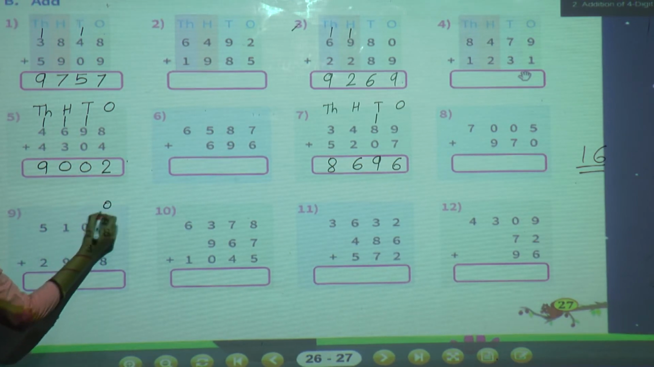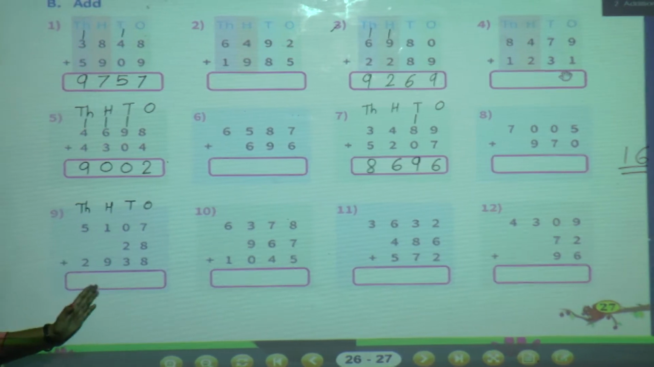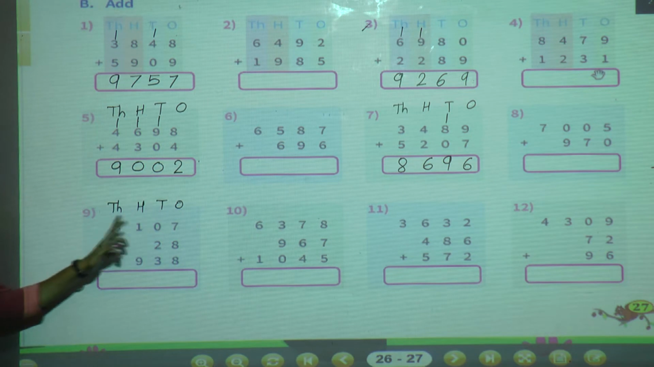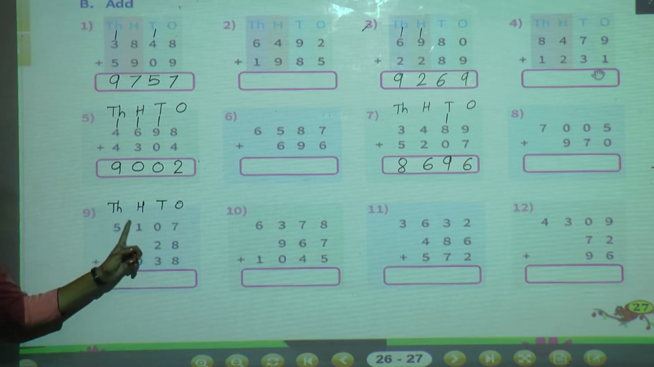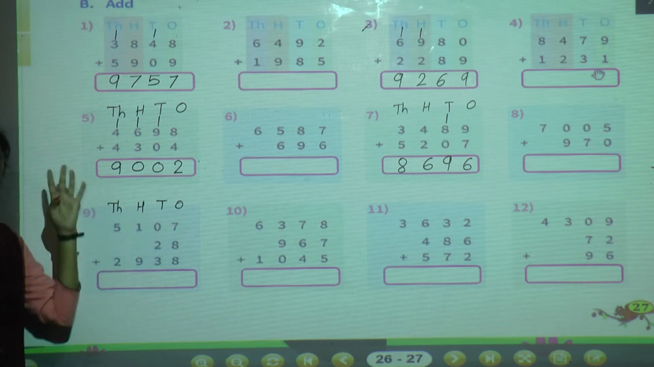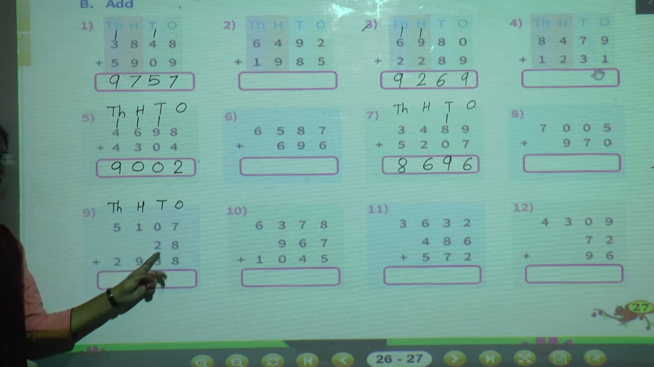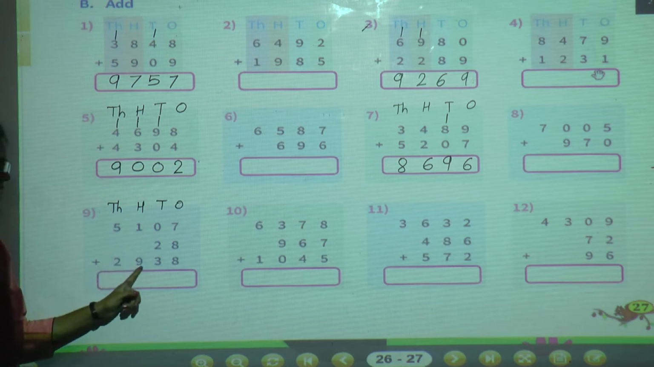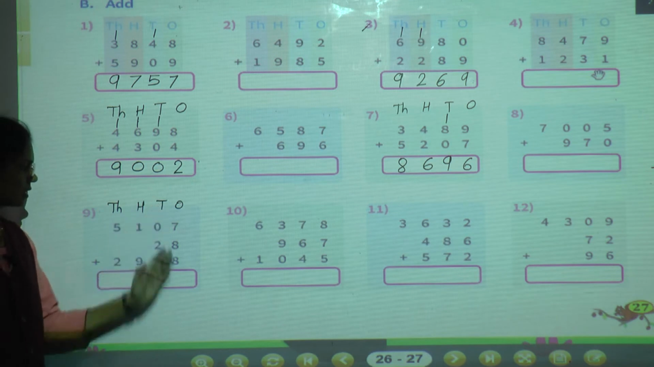Okay. Now see this ninth one. Put their places first: ones, tens, hundreds and thousands. Now see students, here three numbers are there. We have to do the addition of these three numbers. The first number is 5107, which is a 4-digit number. Now the other number is 28. This is a 2-digit number. And the last number is 2938. This is also a 4-digit number. Now let us do the addition.